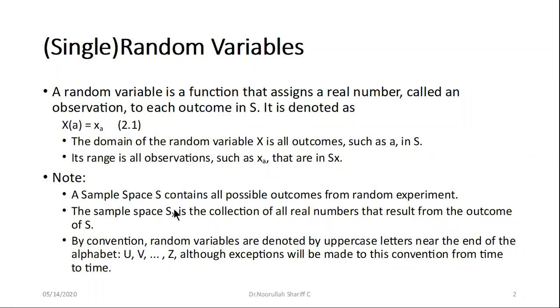Sometimes we don't differentiate between S and Sx, but sometimes out of all the possible outcomes, not all of them might be present in the observations, or outputs. By convention, random variables are denoted by uppercase letters near the end of the alphabet. For example, capital X we have considered here. Similarly U, V, till Z, although we can have exceptions to this convention.